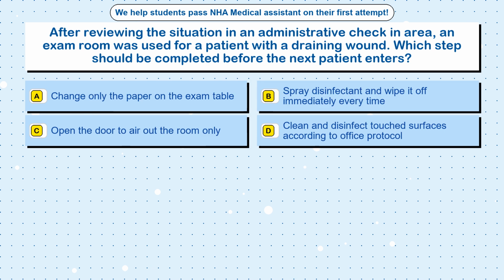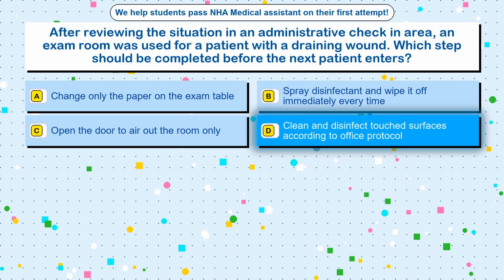Question 37. After reviewing the situation in an administrative check-in area, an exam room was used for a patient with a draining wound. Which step should be completed before the next patient enters? Option A, change only the paper on the exam table. Option B, spray disinfectant and wipe it off immediately every time. Option C, open the door to air out the room only. Option D, clean and disinfect touched surfaces according to office protocol.